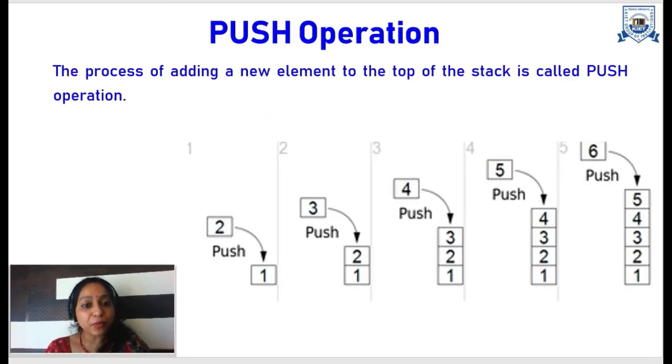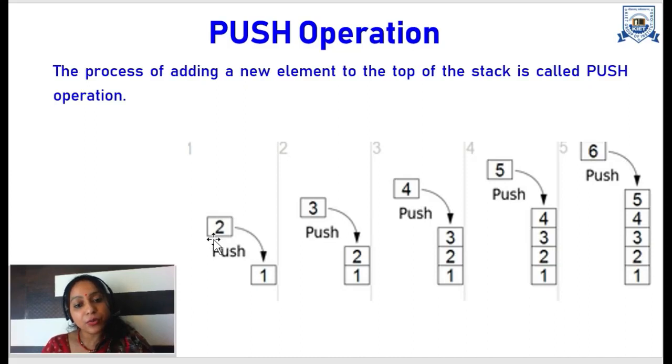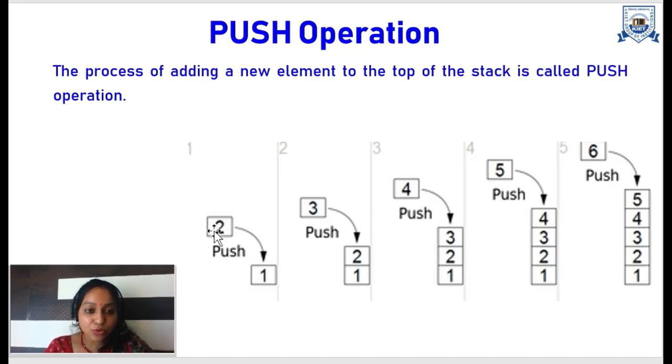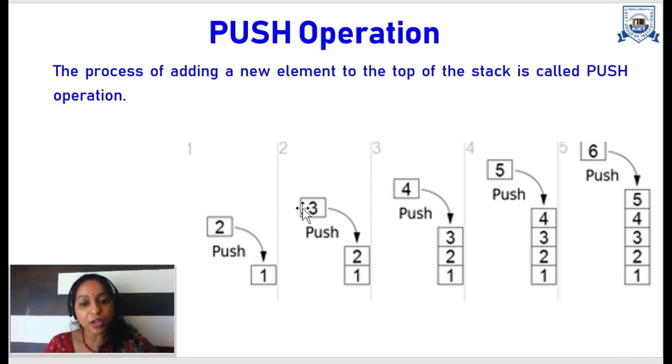The push operation is the process of adding a new element to the top of the stack. Suppose we have a stack and that stack contains 1 as a data element. Okay, now we have to insert a data element, that is 2, in this stack. So 2 is pushed into the stack. So 2 is stored at the top of the stack, that is above the 1. Now we have to insert 3 in the stack. Again we have pushed 3 in the stack. 3 is stored at the top of the stack.